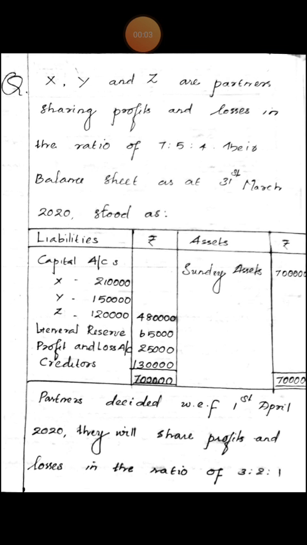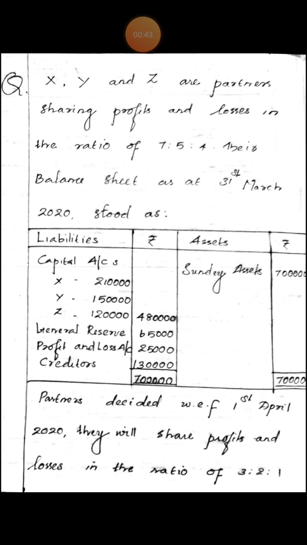Next question. X, Y and Z are partners sharing profits and losses in the ratio of 7:5:4. Their balance sheet as at 31st March 2020 stood as: liabilities, capital accounts, X 2,10,000, Y 1,50,000, Z 1,20,000. Total capital 4,80,000. General reserve 65,000. Profit and loss account 25,000. Creditors 1,30,000. Asset side, sundry assets 7 lakh.